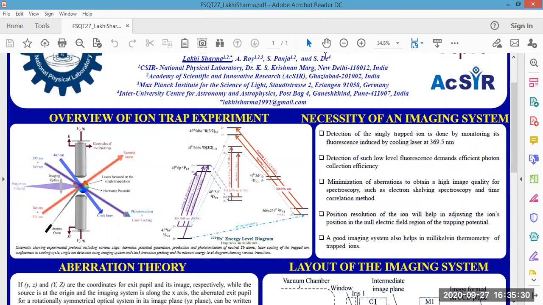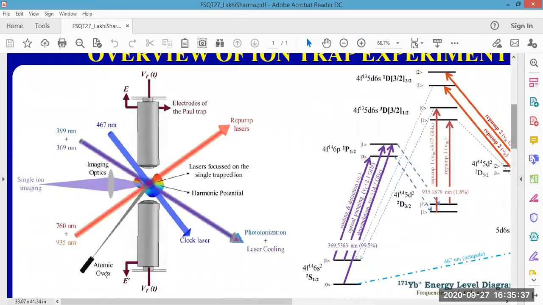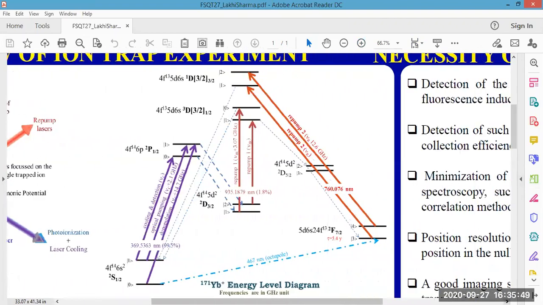This is the overall schematic. It shows the overall protocol of our experiment. A total of 5 lasers will be required for different reasons, like photoionization, cooling the ion, and final probing of the clock transition, and this is the relevant energy level diagram.